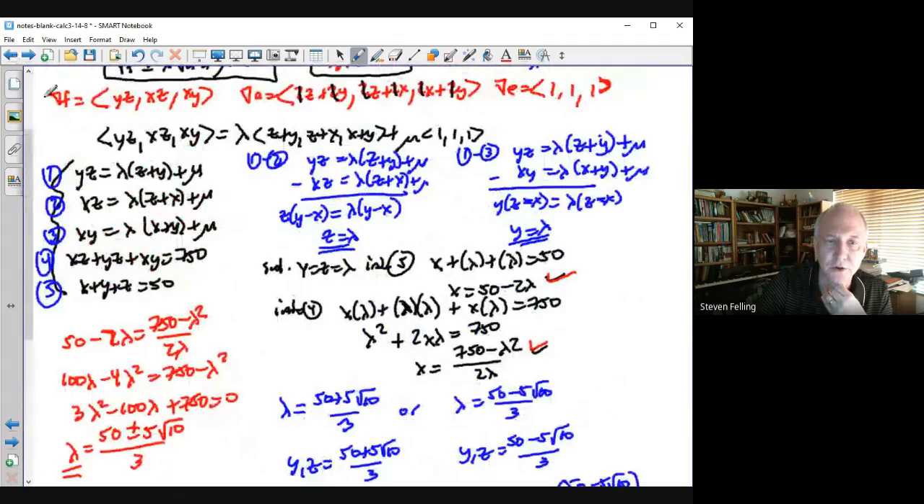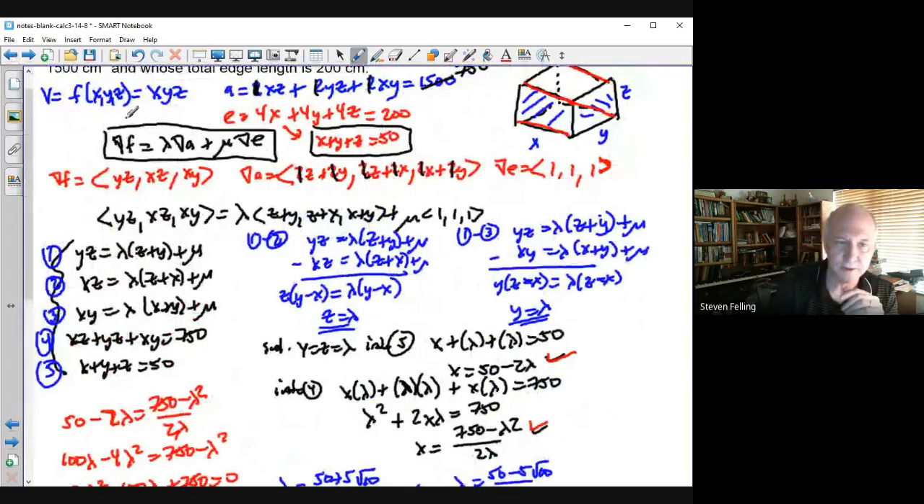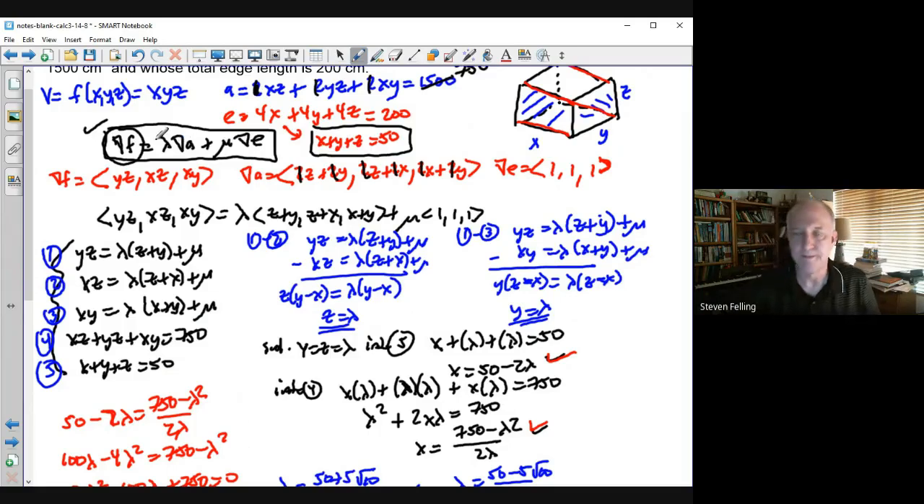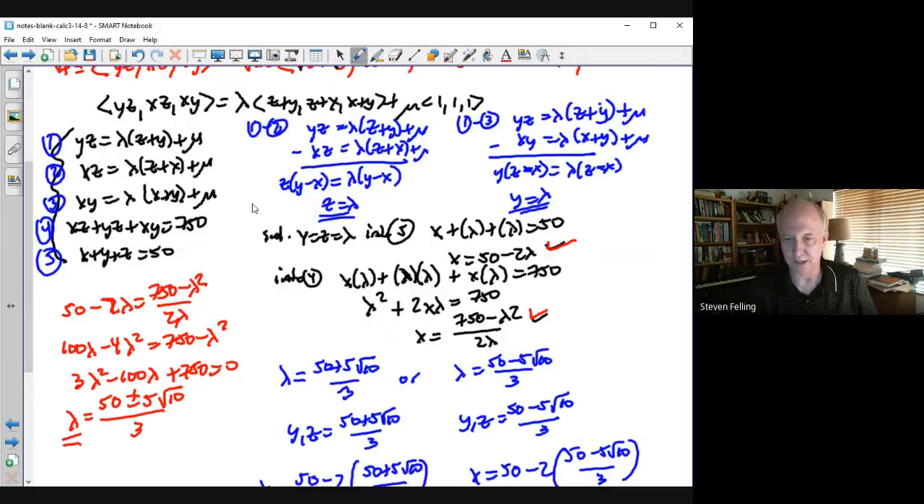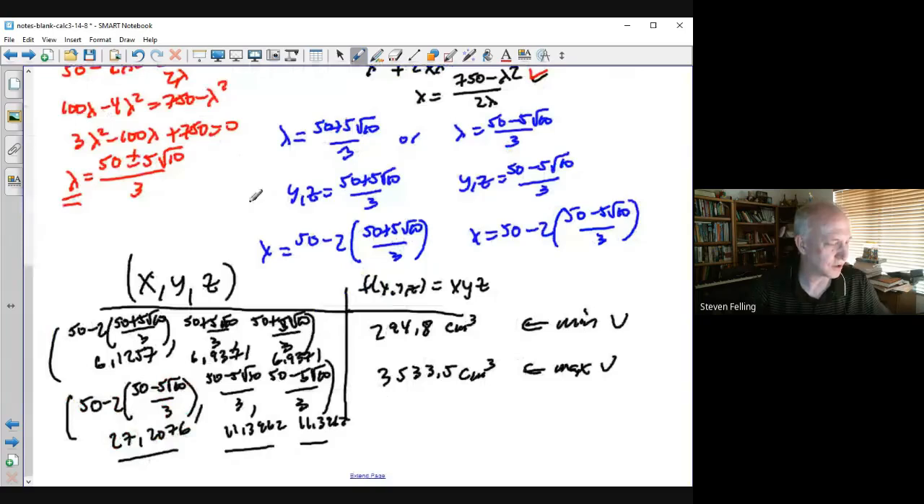The key, though, is this idea right here, that the gradient of the function you're optimizing is equal to a scalar multiple times a gradient, or the sum of a bunch of terms for each constraint, where you multiply the gradient of the constraint times the Lagrange multiplier. All right, that should wrap up that example. And that's all I have for section 14.8.